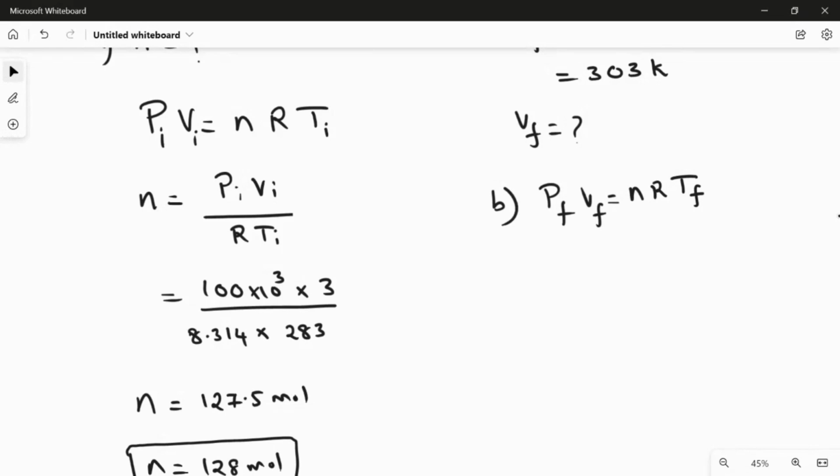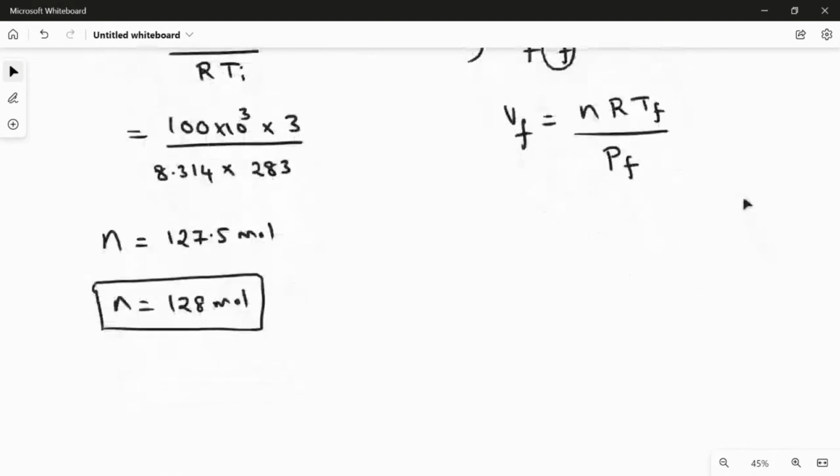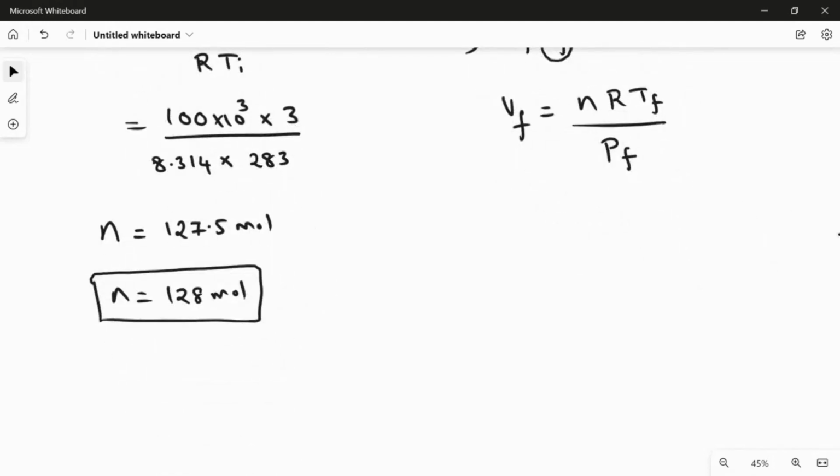We can use this. I have to rearrange this equation because the number of moles will be the same for initial and final, and the gas constant is a constant value, and we have the final pressure and the final temperature. By using all these, we can easily find the value of the final volume. So I have to rearrange this equation. Therefore, V final equals n R T final over P final. I'm going to substitute the values here. For n, I have to use the answer from the first part, which is 128.